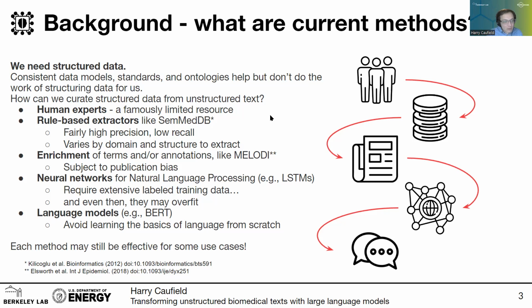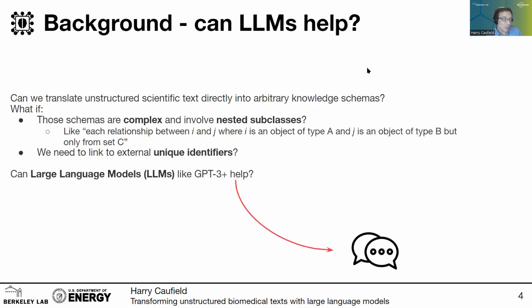So most recently, we've seen the rise of language models like BERT and GPT, which I'll talk more about shortly, which bypass the problem of learning about language from scratch. You start with something that is trained on a broad collection of language and essentially understands what language should look like in practice.